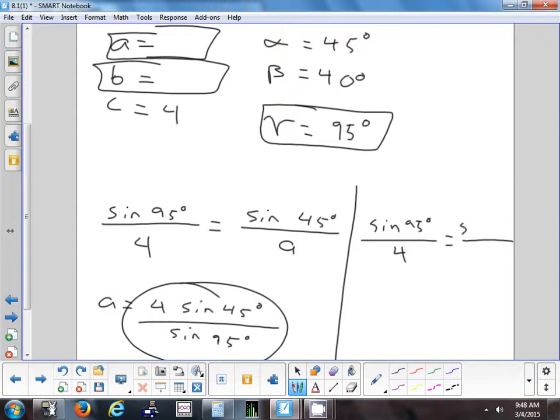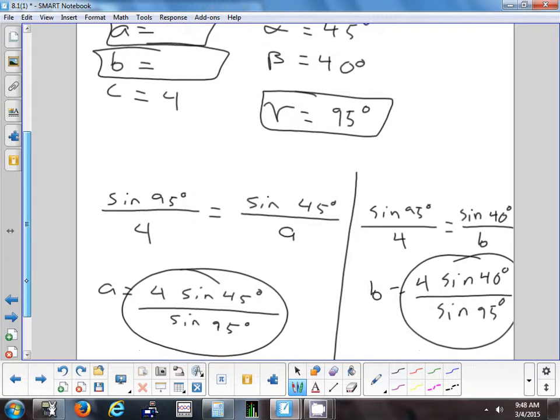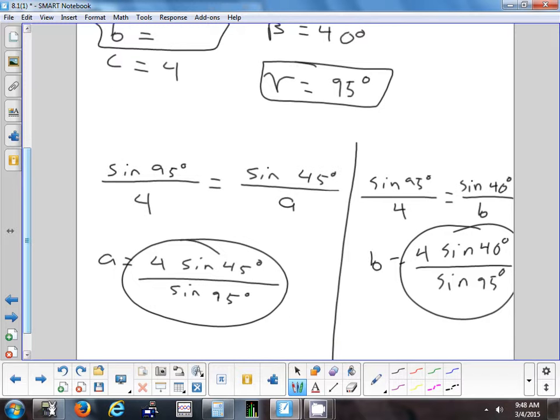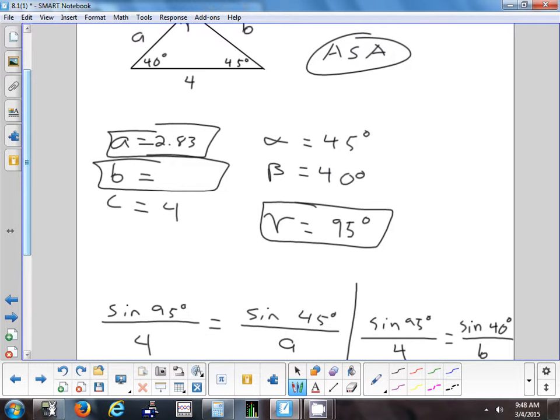Josh? Sine 40 over B. Good. Sine 40 over B. Okay, and B, cross multiply. That's 4 sine 40 divided by sine 95. Okay, anybody get the answer for A? What the decimal comes out to? Okay, everyone think they could find the decimals on their own? Yeah? It comes out to 2.839. Okay. And B is going to be very close to it. It's going to be a little bit smaller because beta is a little bit smaller.